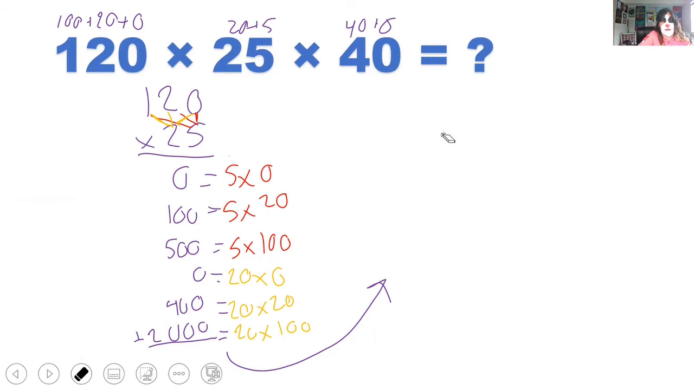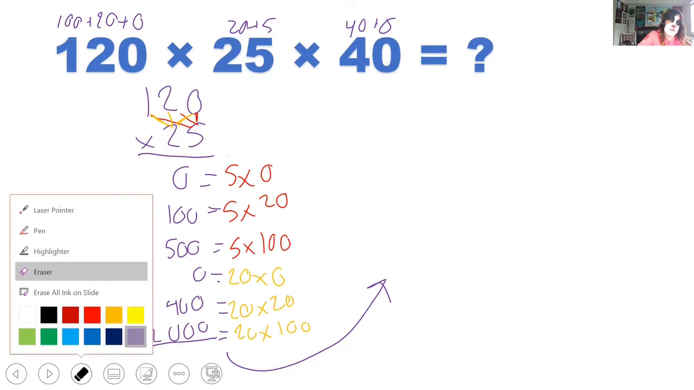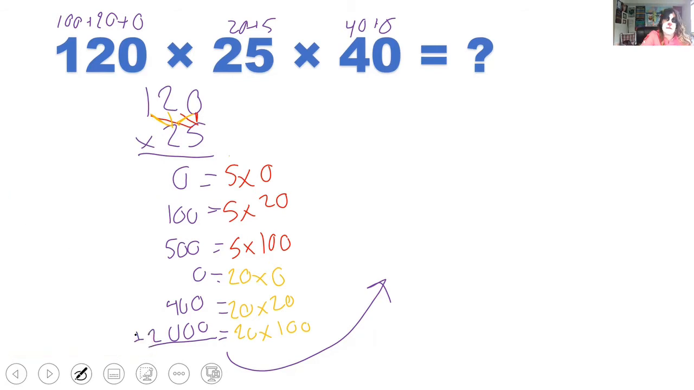Because 1 plus 5 is 6, and 6 plus 4 is 10. So our actual answer is 3,000. Okay, so then we have 3,000 times 40.